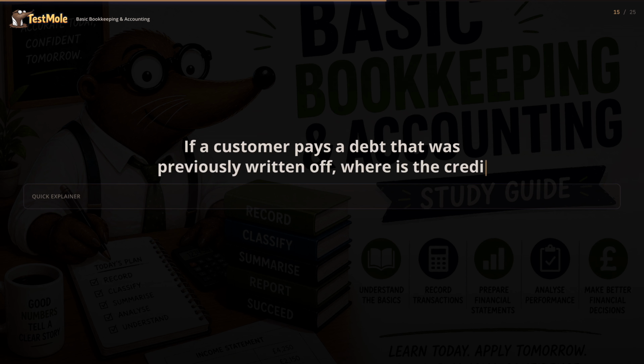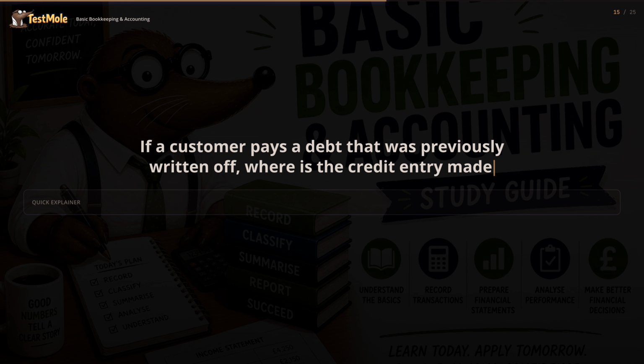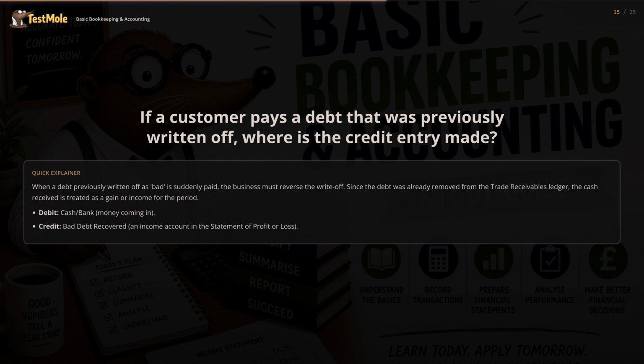If a customer pays a debt that was previously written off, where is the credit entry made? When a debt previously written off as bad is suddenly paid, the business must reverse the write-off. Since the debt was already removed from the trade receivables ledger, the cash received is treated as a gain or income for the period. Debit, cash/bank, money coming in. Credit, bad debt recovered, an income account in the statement of profit or loss.